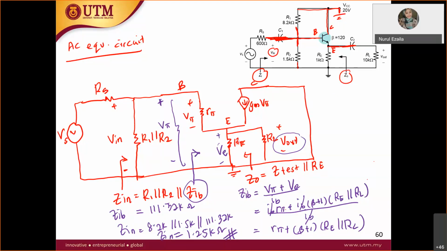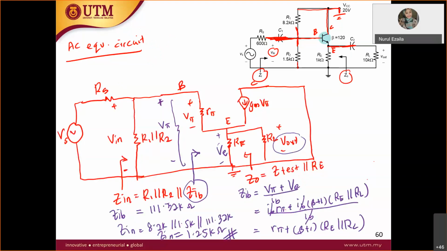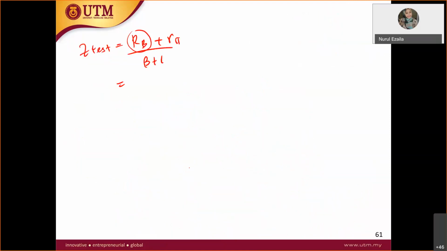So you need to inject voltage. In this case, Z test parallel with RE. So you have your Z test, which is RB plus R pi over beta plus 1. But your RB here, you have these two resistors, R1 parallel with R2. Therefore, your RB here is R1 parallel with R2, plus R pi over beta plus 1. Sorry, not only R1 parallel with R2. So what are the other resistors here?